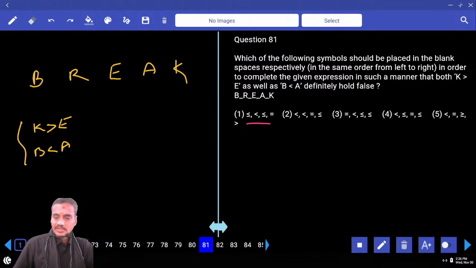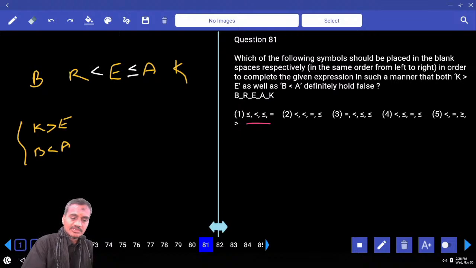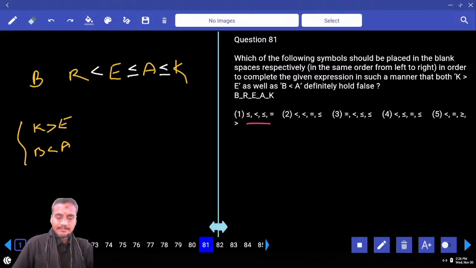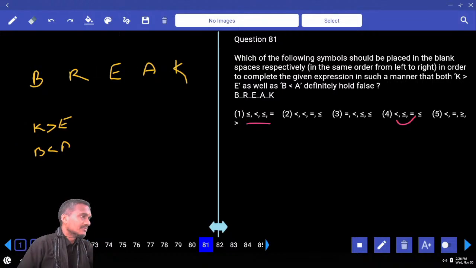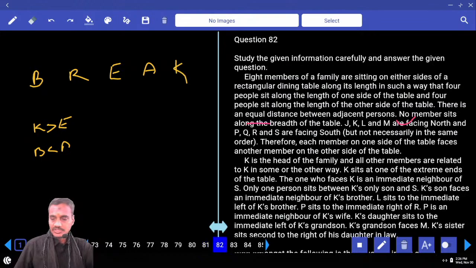And the third one: equal to, less than or equals to, less than or equals to. Now between b and a, again b lesser than a has become true. And in the fourth one, again b lesser than a has become true. Clear? Hence 1, 2, 3, 4 cannot be your answer. Choice 5 is the answer. Question 81, it is choice 5.